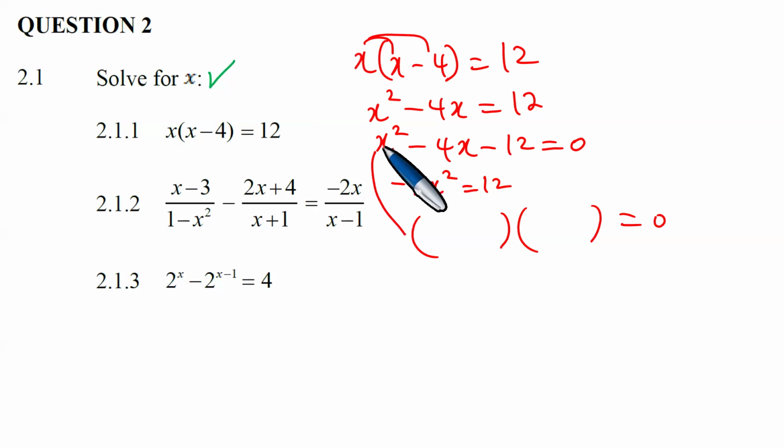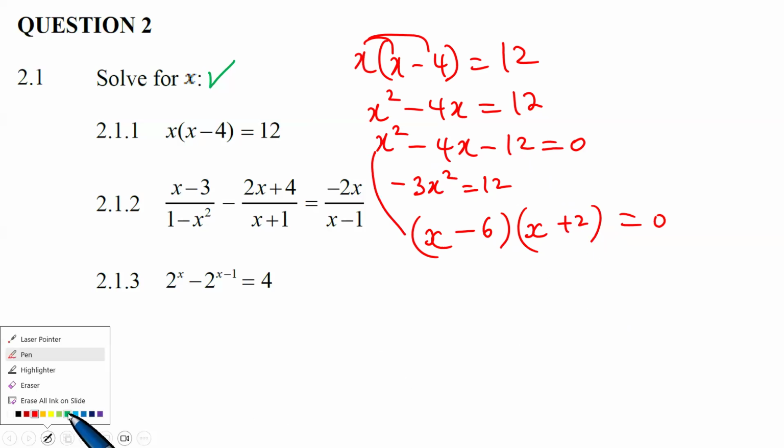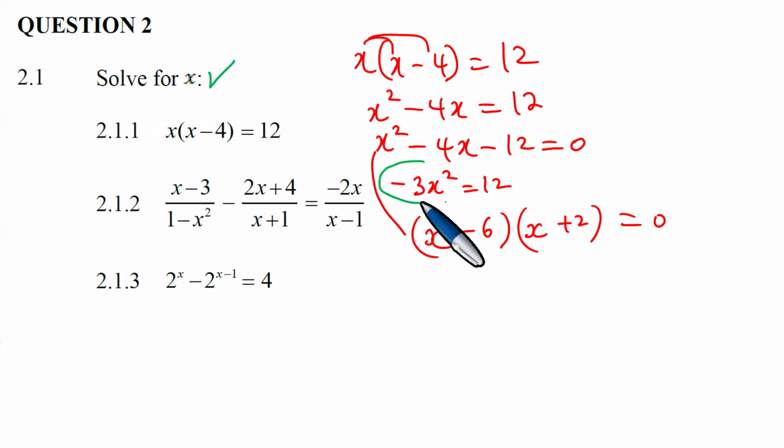The factors of x squared, because you must factorize this. What are the factors of x squared? X and x. The factors of minus 12 that give minus 4 are minus 6 and plus 2. Because now x times x will give us x squared. Minus 6 times 2 will give us minus 12. And if you have minus 6 plus 2, it will give us minus 4.